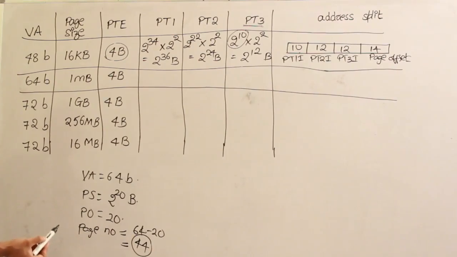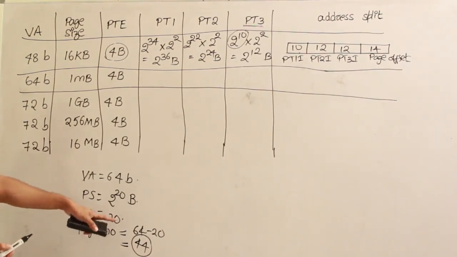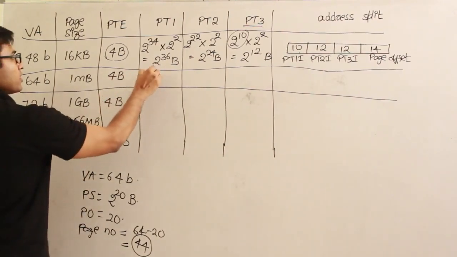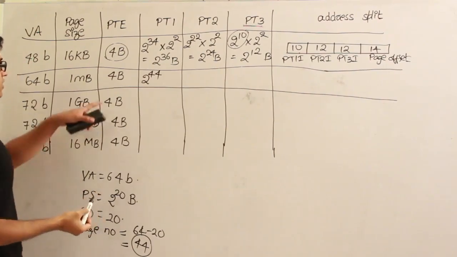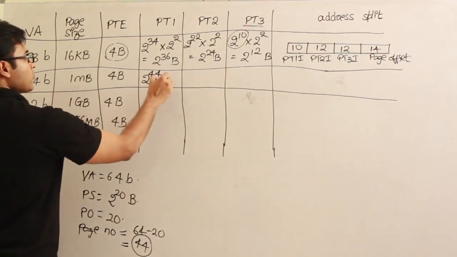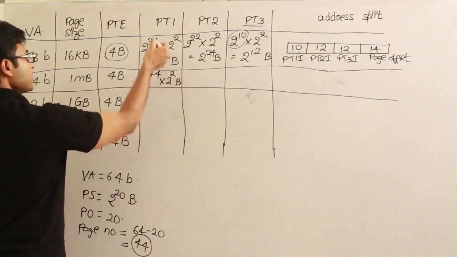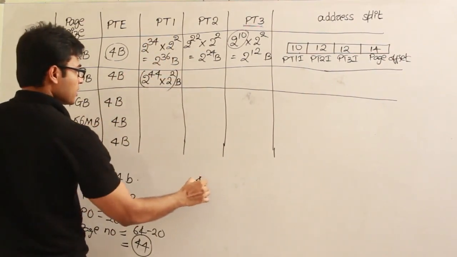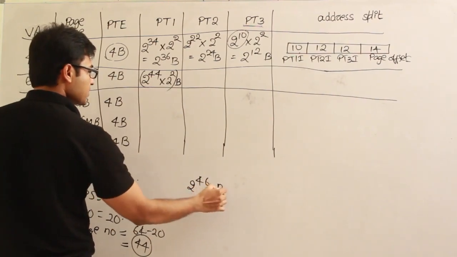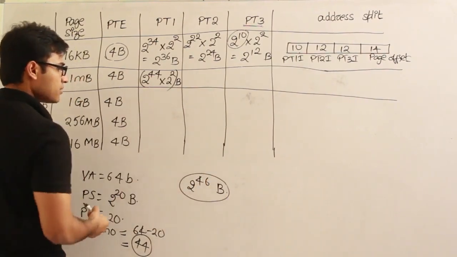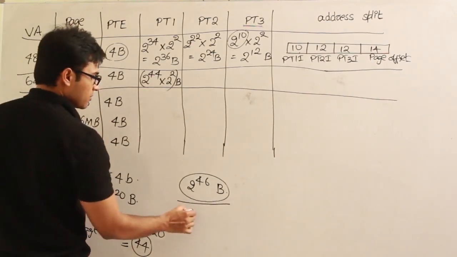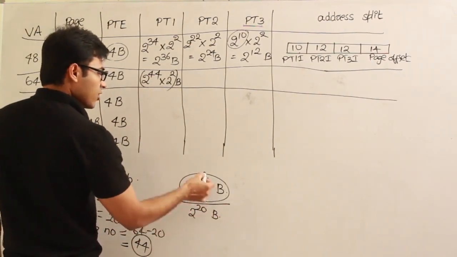Therefore, how many pages will be there in the first level page table? How many pages will be there in the process? 2 power 44. Therefore, how many entries will be there in the first level page table? 2 power 44 entries will be there in the first level page table. And what is the size of each entry? 4 bytes. Therefore, into 2 power 2 bytes is the page table 1 size, which combinedly is 2 power 46 as the page table 1 size. If 2 power 46 is the page table 1 size, and if I again divide it into many pages of size 2 power 20 bytes, then how many pages do I get?